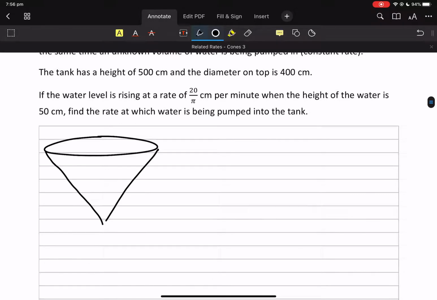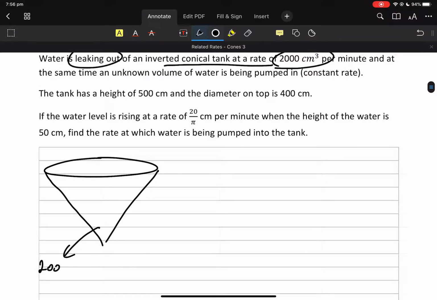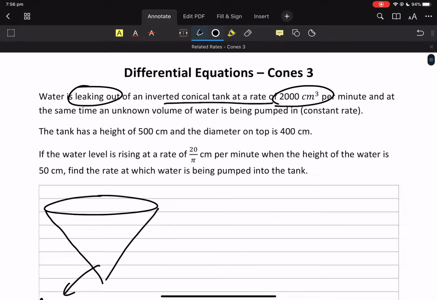It's leaking at 2,000 cubic centimetres a minute. We've also got water going in at the same time, an unknown. So x is going in.